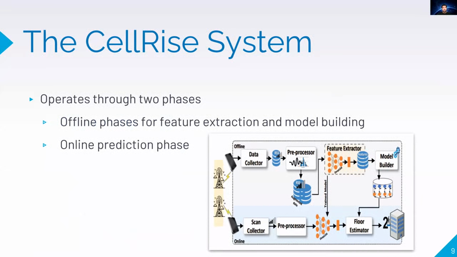The system architecture of CellRise consists of two stages, an offline stage and an online stage, including several modules to collect and process cellular data. Then floor discriminative features are extracted using the feature extractor module, which consists of a deep LDA network. These features are then used for training a recurrent neural network, generating a localization model that can be used in the online stage for estimating the user's current floor.